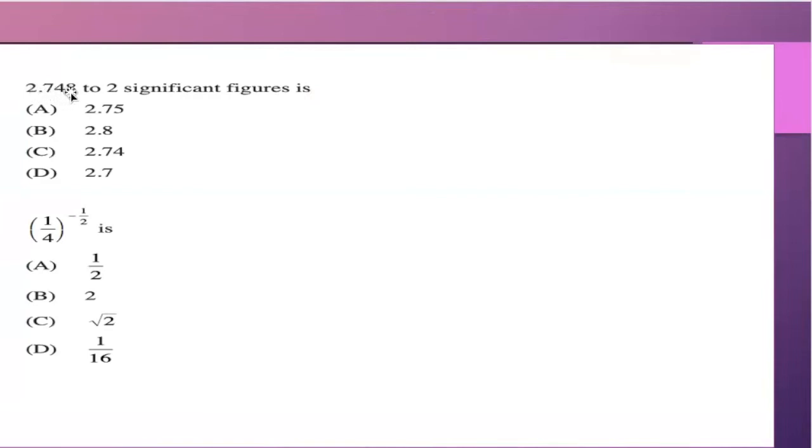Here we have the question. It says we have 2.748. We need to have it to two significant figures. This is my first significant figure, and then 7 will be my second significant figure. So behind the 7 is a 4, so it means I will not round up. So it means my answer is just 2.7, which is D.